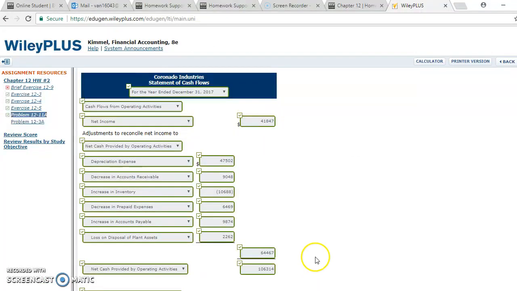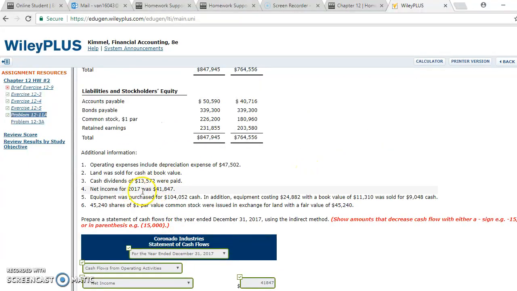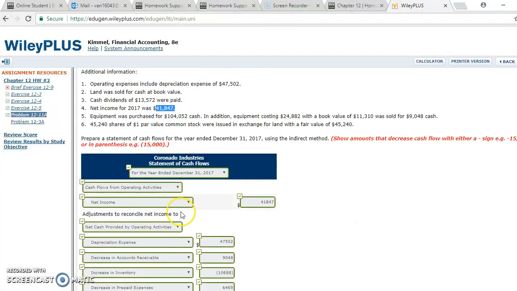We're going to begin with our net income, which was provided up here. Net income for 2017 was $41,847. So we're going to start by adding in our net income. Next, we are going to make adjustments to reconcile net income to net cash provided by operating activities. The first value we're going to input is our depreciation expense, which was $47,502, also provided up here.